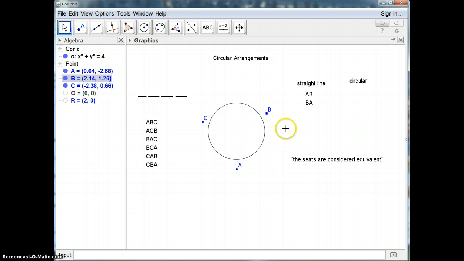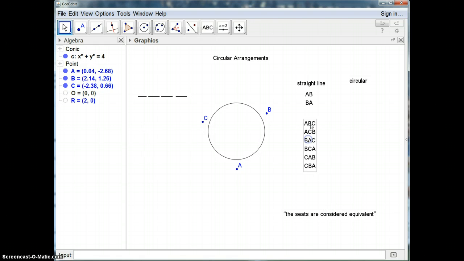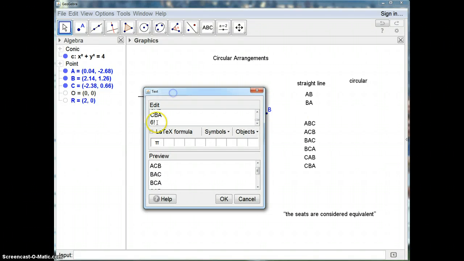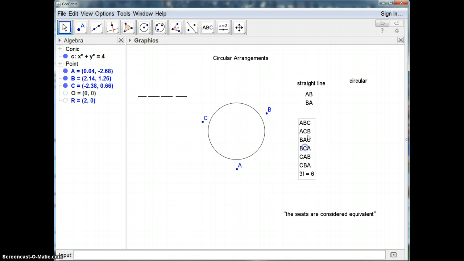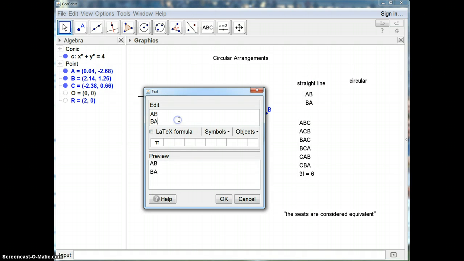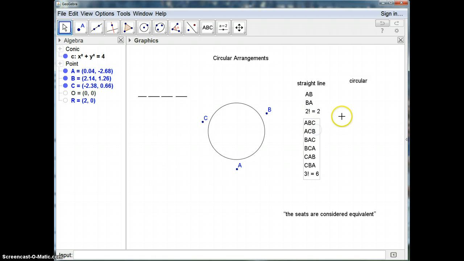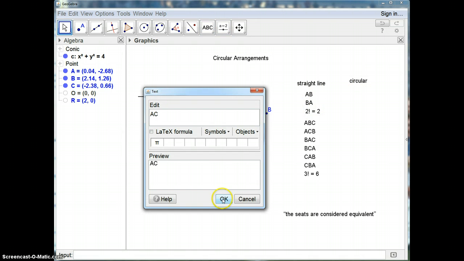Now, if we were arranging these in a straight line, we have 6 different ways of arranging A, B, and C. And if we know our patterns, that 6 comes from 3 factorial, which is equal to 6. That is how we know how many ways there are to arrange those 3 people. When we did only 2 people, there were only 2 arrangements, which is equal to 2 factorial, which is 2. So to arrange people in a straight line, I just use the factorial. But how do you actually do this in a circle?